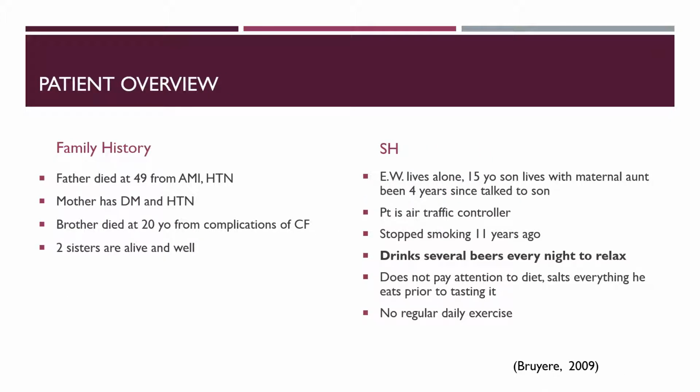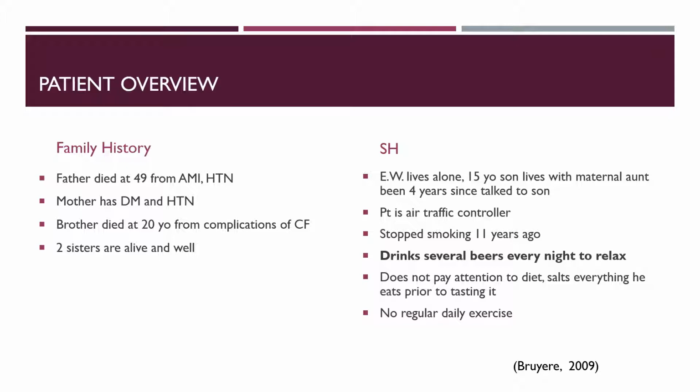EW's family history. EW's father died at 49 from acute myocardial infarction and hypertension. His mother has diabetes as well as hypertension. His brother died at 20 years old from complications of cystic fibrosis. He has two sisters who are both alive and well.